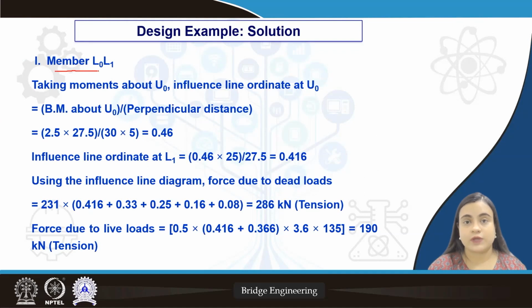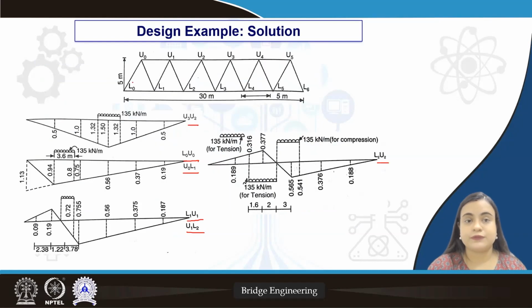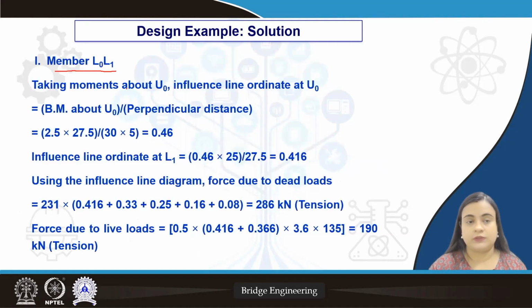Next, we will first try with member L0 L1, which is this member, the first member in the bottom chord. Taking the moment about U0, influence line ordinate at U0 can be obtained as the moment taken about U0 divided by the perpendicular distance, that can be obtained as 0.46. Then the influence line ordinate at L1 will be obtained as 0.46 times 25 by 27.5, that is equal to 0.416.